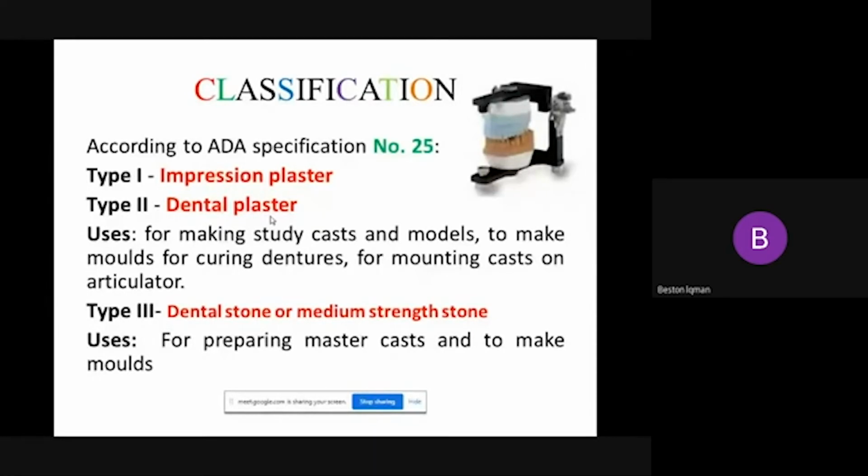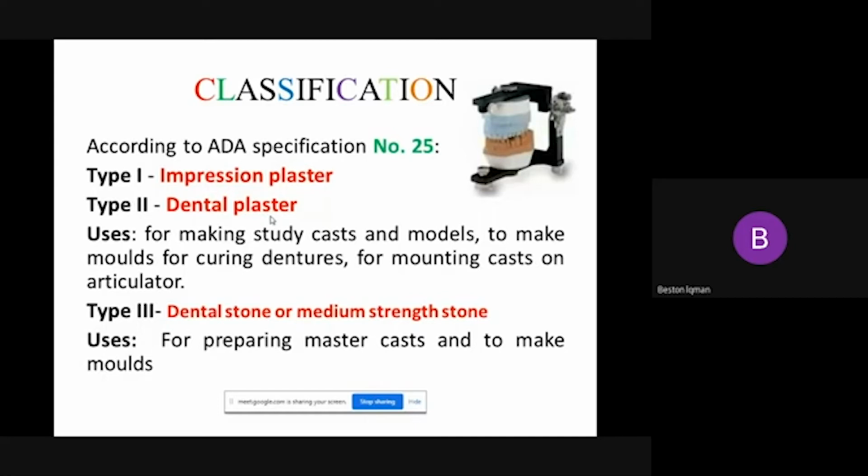Because it's been replaced by the dental plaster now. Okay. Due to the high undercut and strength of the material, not like a newer one, that's why you cannot use it today. While type 2, you have dental plaster. It is used for general purposes in dentistry, like studying the cast model and curing the denture, mounting on the articulator. This is the dental plaster.